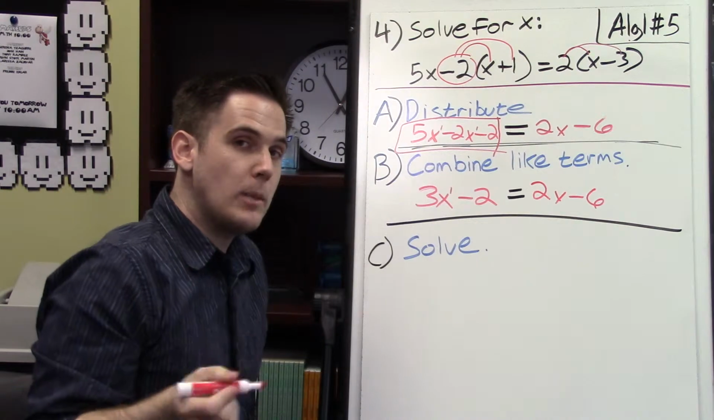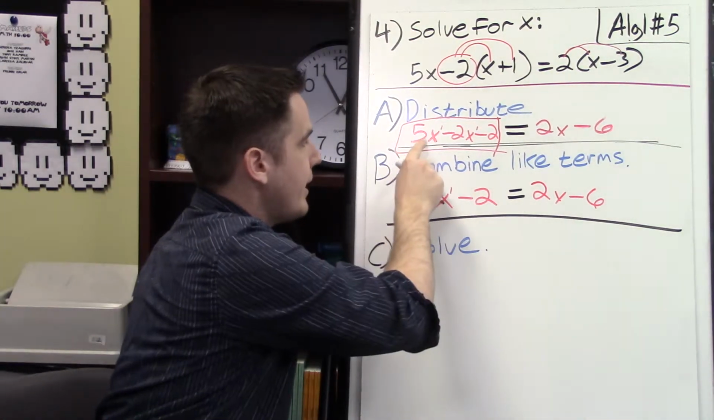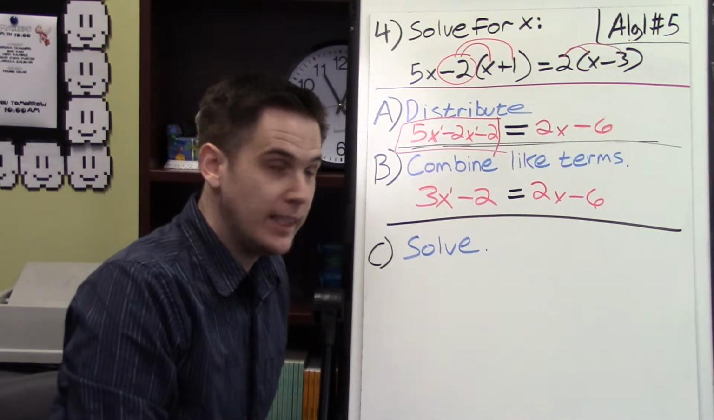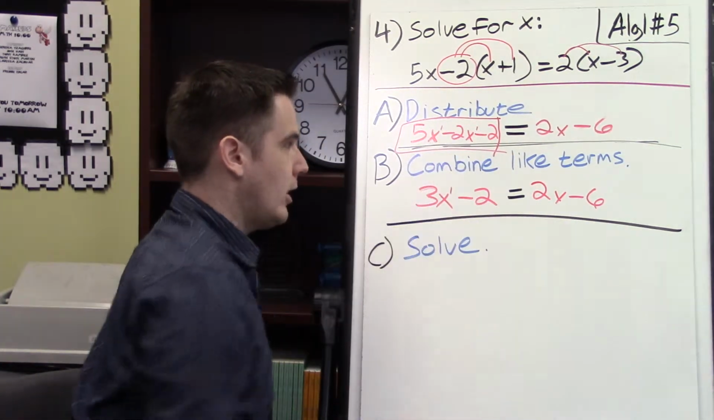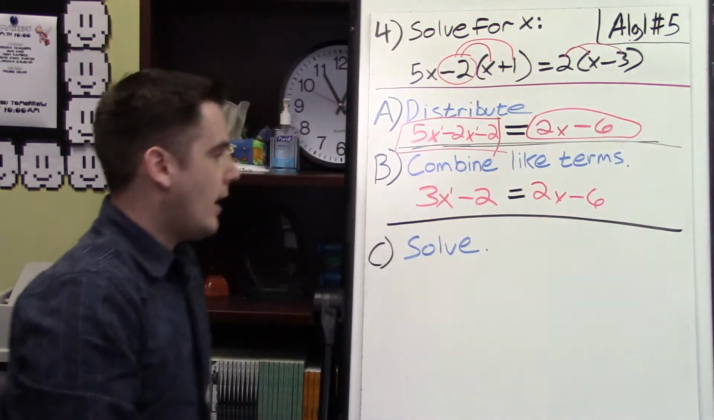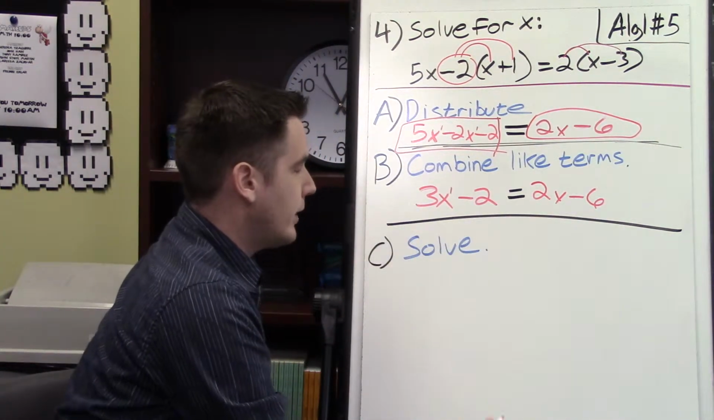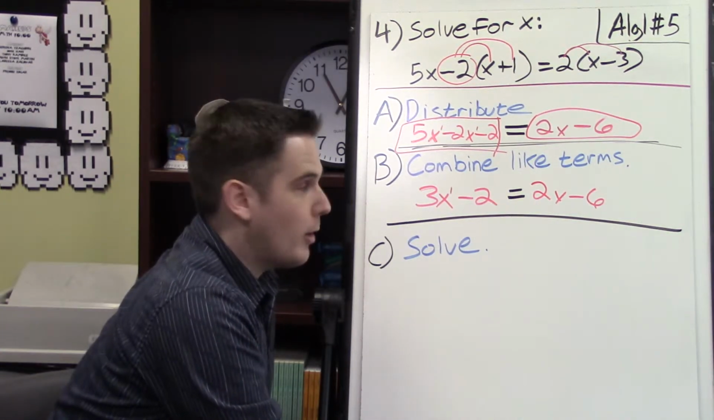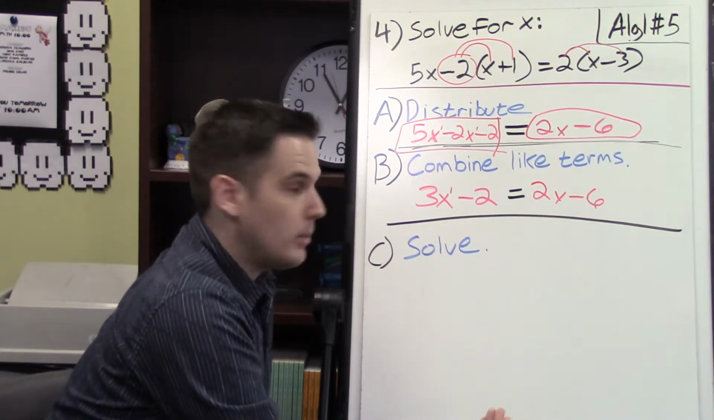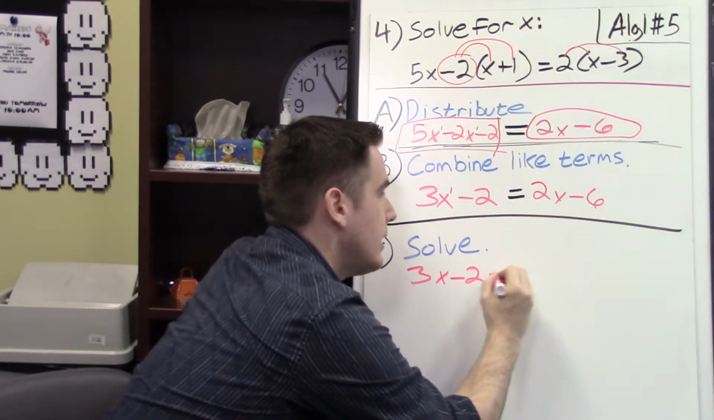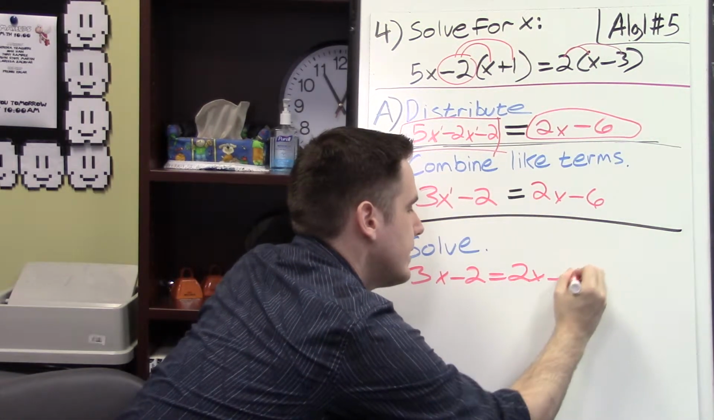A lot of people make the mistake of going, oh, 5x and minus 2x, and combining this 2x over there. No, don't do that. Just combine things that are on their own side of the equal sign. Alright, so finally now we can solve. We're going to solve this just like we would in the other algebra problems, where you're trying to get the variable all by itself. So 3x minus 2 equals 2x minus 6.